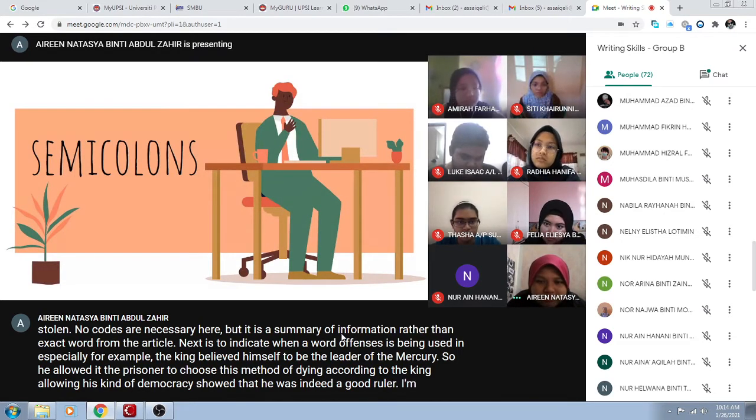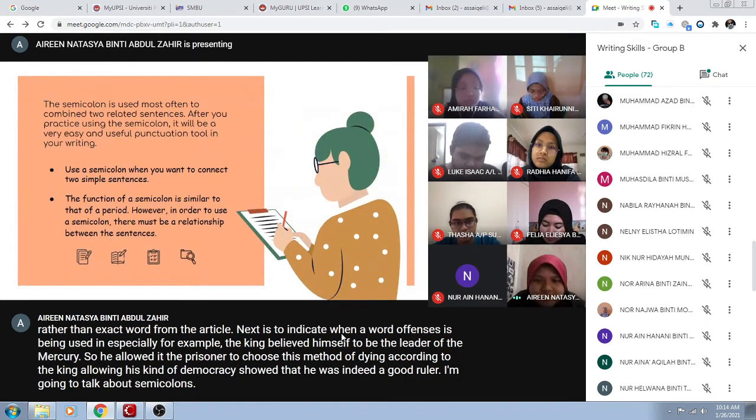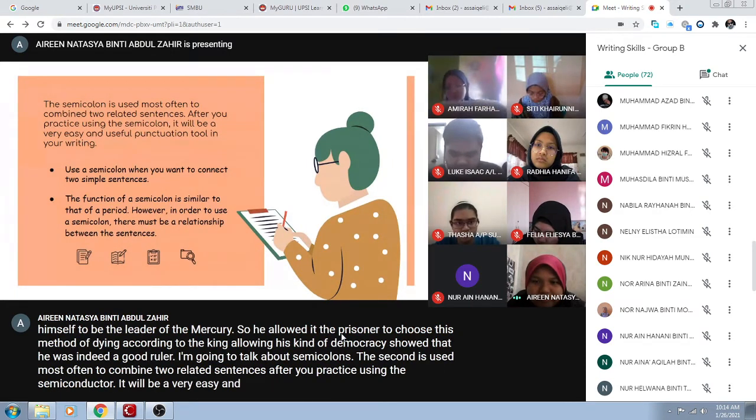I'm going to talk about semicolons. The semicolon is used most often to combine two related sentences. After you practice using the semicolon, it will be a very easy and useful punctuation tool in your writing.